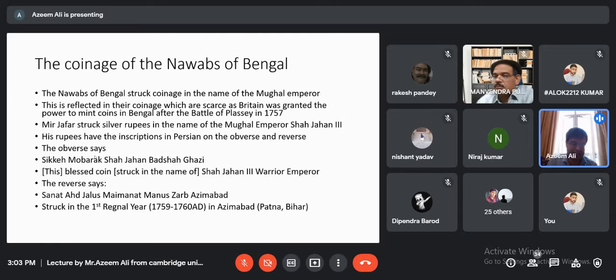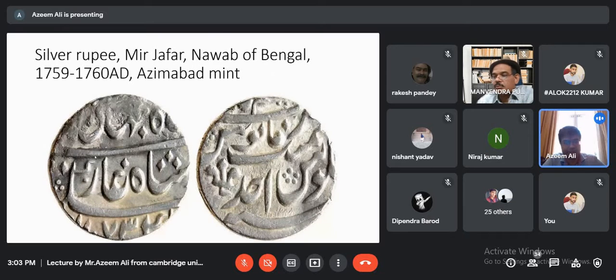The obverse says Sikka Mubarak Shah Jahan Badshah Ghazi, which means this blessed coin struck in the name of Shah Jahan III, warrior emperor. The reverse says Sanat Ahd Julus Maimanat Manus Zarb Azimabad, which means struck in the first regnal year, which is around 1759 to 1760 AD, in Azimabad, which is now Patna in Bihar. And this is the rupee of Mir Jafar, struck in Azimabad.